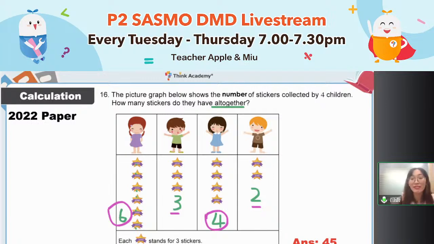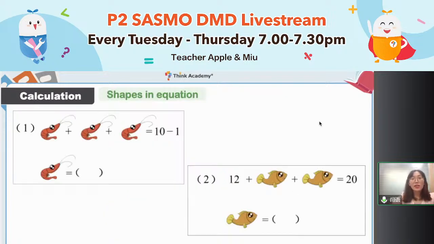45, yeah, 45 is the correct one. Okay, be more careful. Some of you got 43. No. Okay. So here you see we can get the 6 plus 4 equals to 10. 10 times 3 equals to 30, right? And then plus another 15 equals to 45. This is another way. Okay, so now we move on to another new topic.